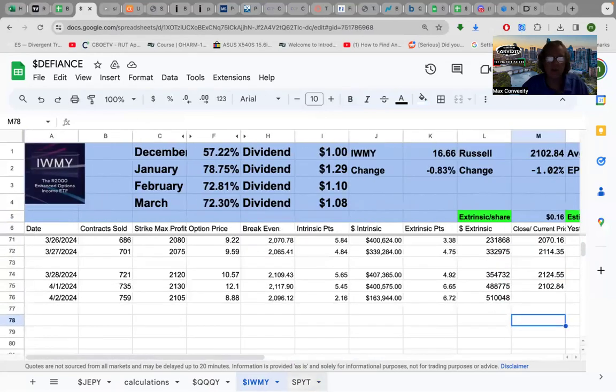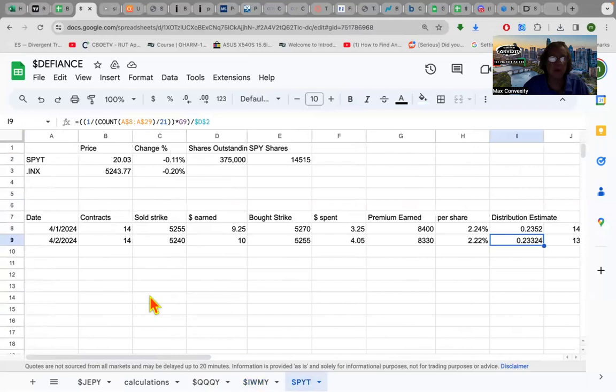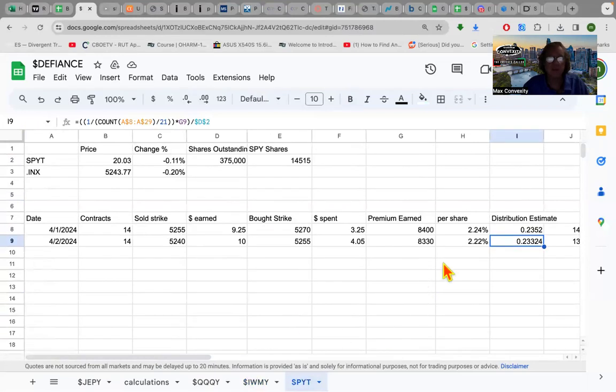All right, now I'm working on a new spreadsheet for SPYT. It's a work in progress. So this is how many SPY shares they have. Basically, this fund just owns SPY shares. It does a little call spread on top of it that just gives it a little enhanced income, but it doesn't drastically affect it as much as the naked put does.